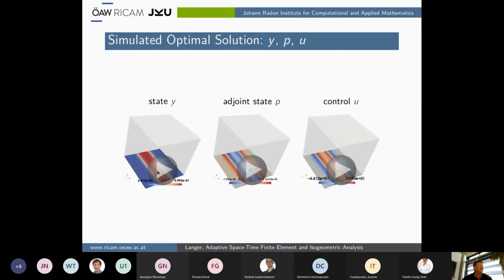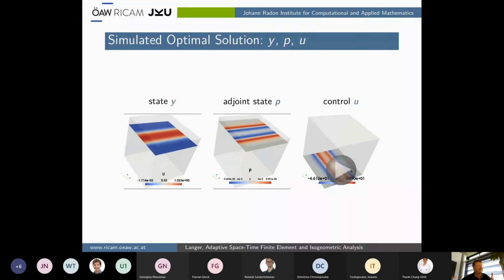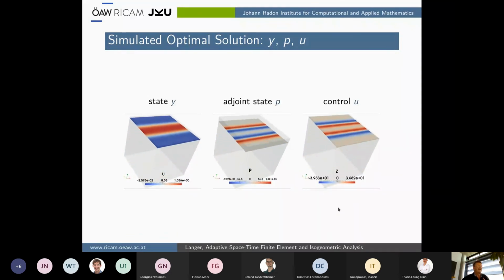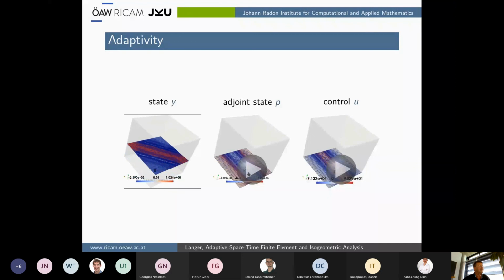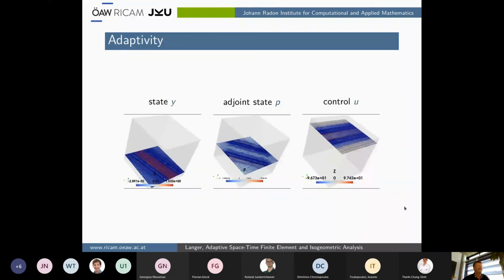And here you see the state. This is a turning wave. It's almost the desired state, a turning wave. The adjoint state with the sensitivities, and the control that goes with this. Okay. These are the meshes in the space-time cylinder. This is 3D. We use tetrahedral elements and adaptive mesh refinement. These are again the pictures of the meshes with the solution.